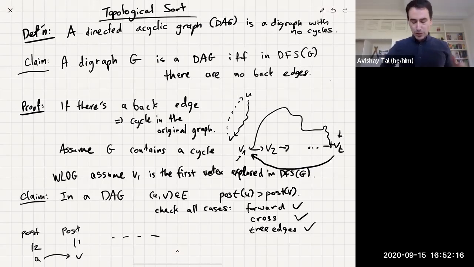And next time we're going to see how these post numbers allow us to find the strongly connected components in a graph. Okay, so we have a few minutes left, and I'm happy to take questions.